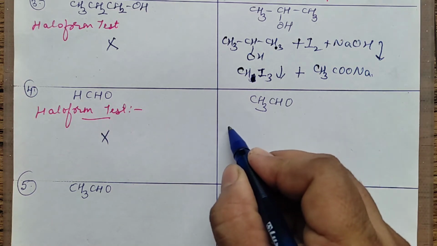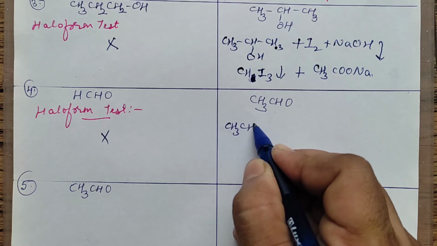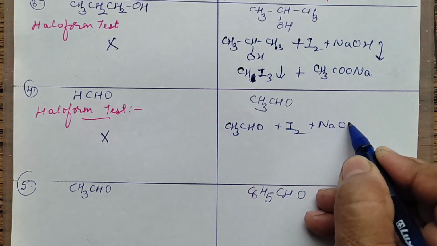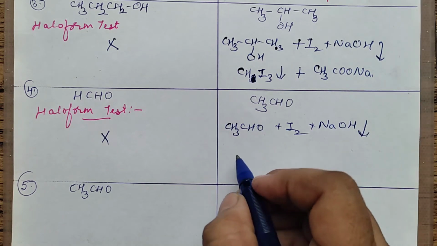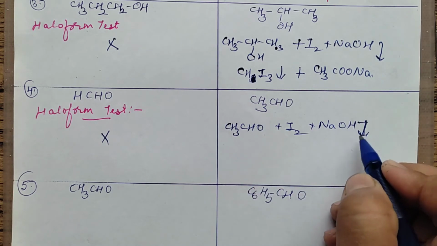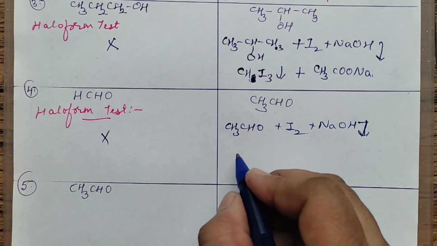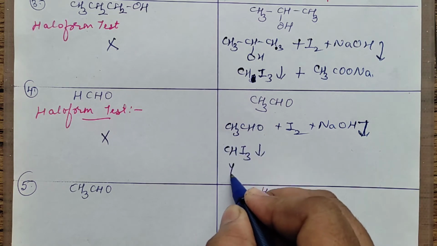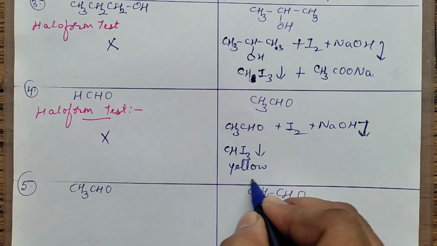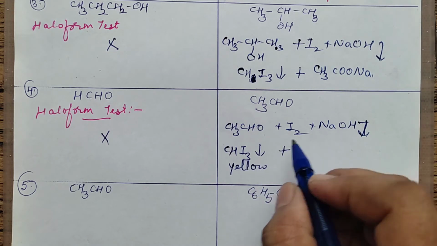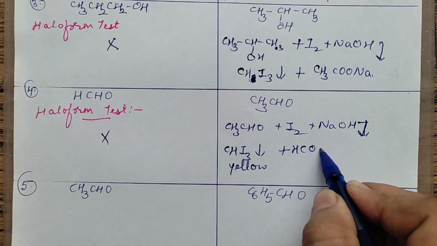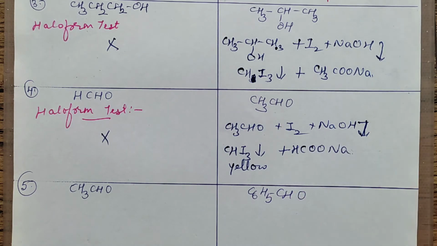So in this case you will use the same thing, CH3CHO plus I2 plus NaOH. Since we are writing this so many times, I think you will remember it now. This arrow I am putting downward just because space is less. CHI3 will be formed first, yellow color. You will always write iodoform, yellow precipitate. Plus, for this one you will get HCOONa, sodium formate.